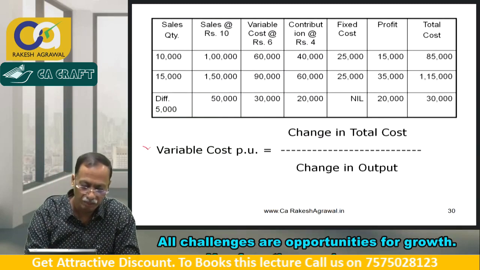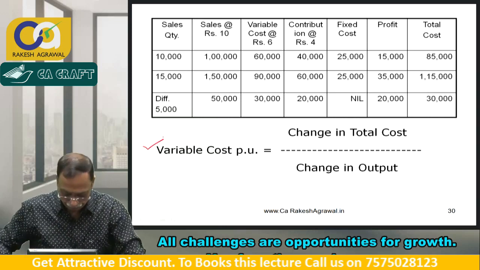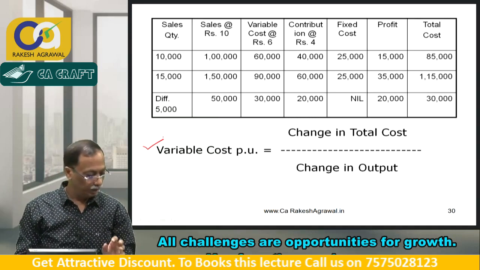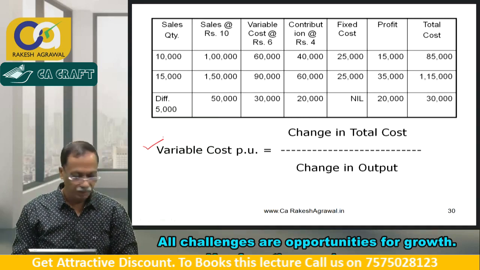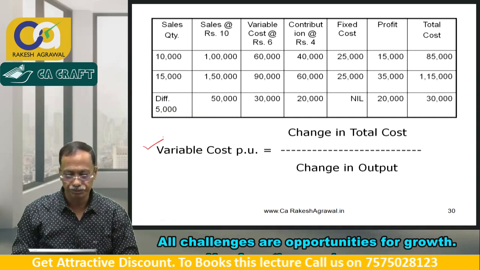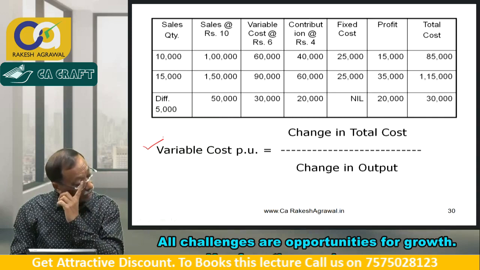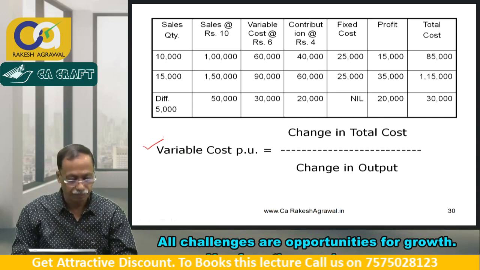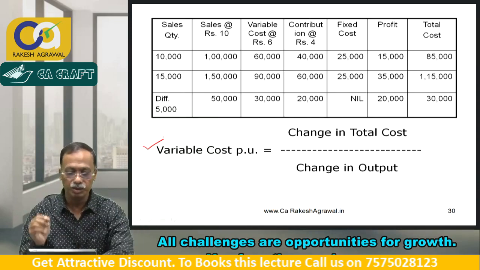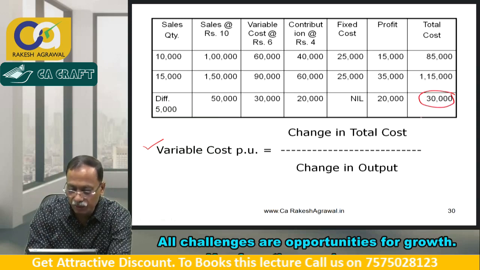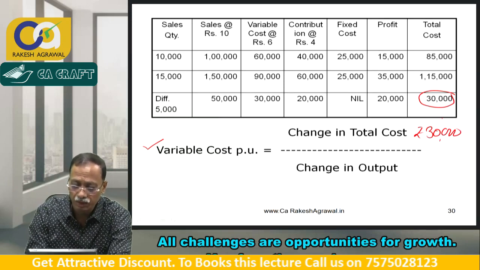Write the formula: variable cost per unit is equal to change in total cost divided by change in output. Variable cost per unit is equal to change in total cost divided by change in output. Written? Now substitute the data which I am dictating. This change means difference in total cost is 30,000. So in the numerator you will write rupees 30,000. Change in total cost 30,000.